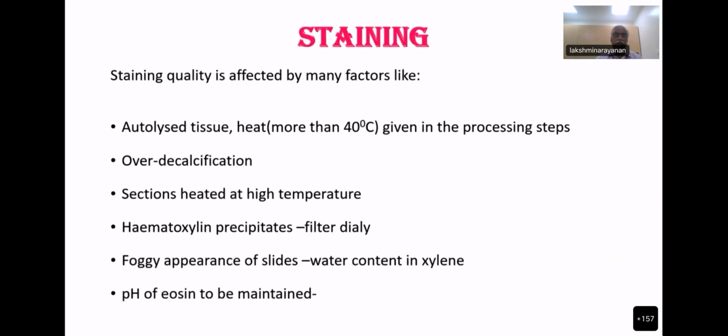And staining quality is affected by many factors, which we have already discussed. You cannot get a good water-free tissue if heat is given at more than 40 degrees. Then over decalcification, heat at high temperature, and hematoxylin precipitates because it is not filtered. A foggy appearance because of water content in xylene is also one of the causes. And the pH of the stain has to be maintained, because otherwise the shade will change.